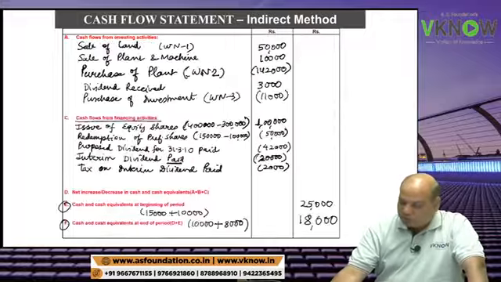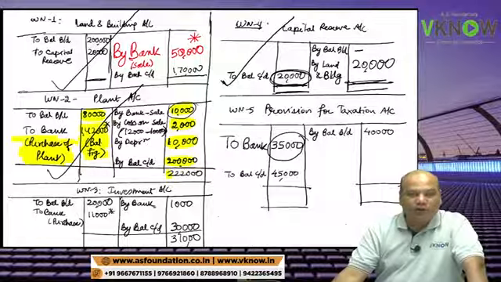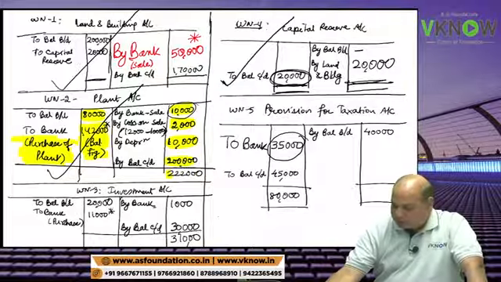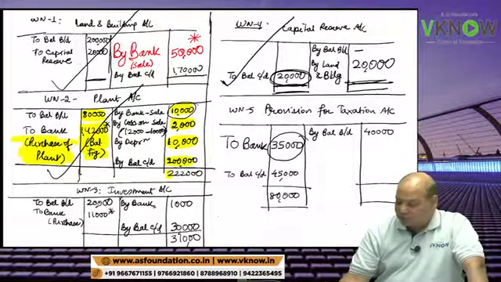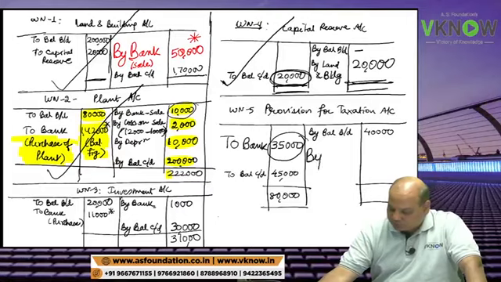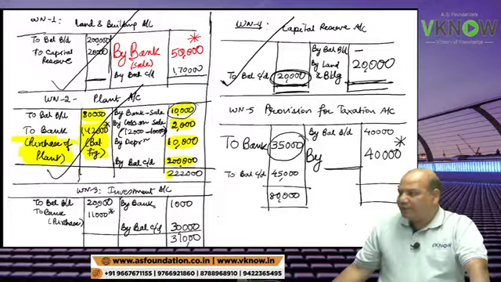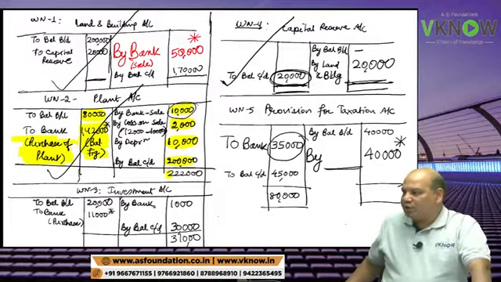The answer is not over. Come back to the provision for taxation account. Is it tallying? This is not tallying. On the credit side some difference is there. By something 40,000. So what is that by something? Anybody, any guesswork? By something.